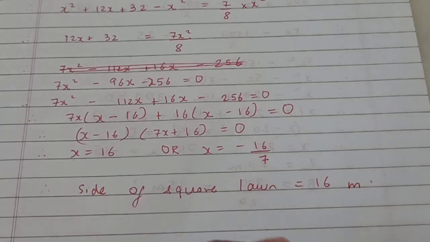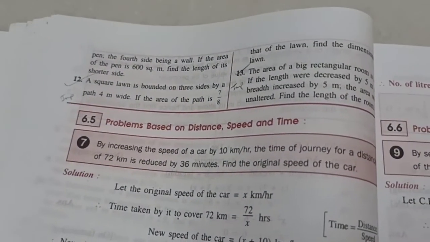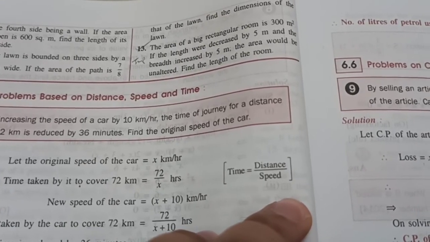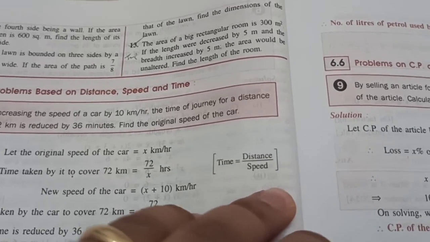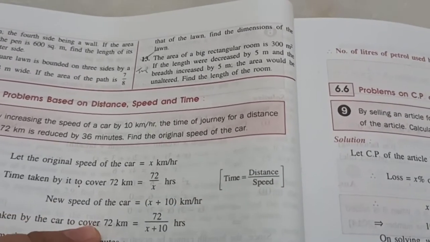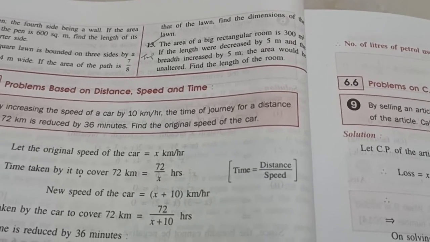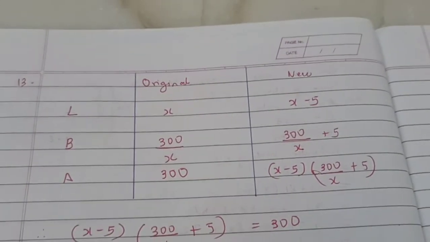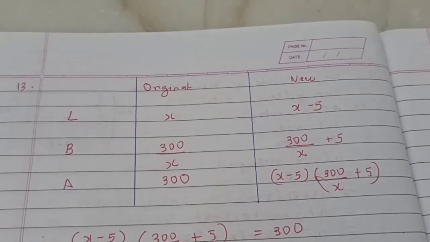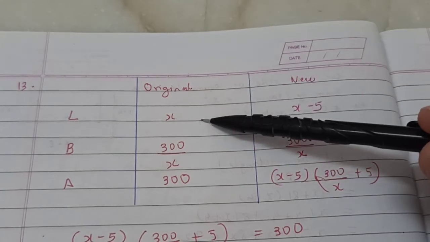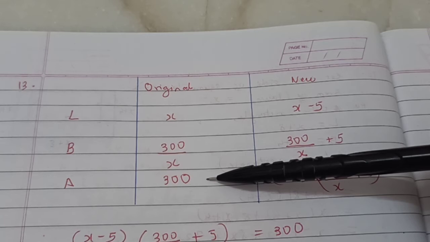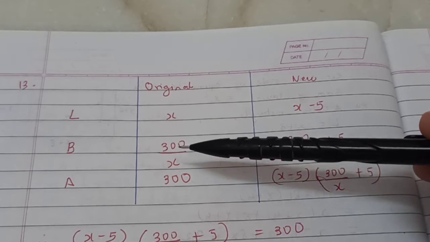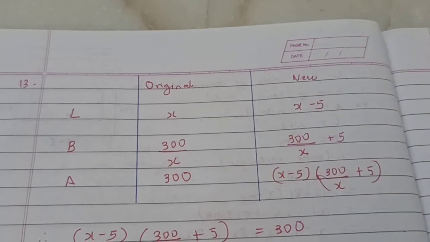And finally the 13th sum. The area of a big rectangular room is 300 meters squared. And if the length were decreased by 5 and the breadth was increased by 5, still the area would remain the same. Find the length of the room. So we'll use a table method to solve it. So we don't have to write any statements then. This is far easier. Let the original length be x. And the area was given as 300. So what would be the original breadth? 300 upon x, because breadth is equal to area upon length.